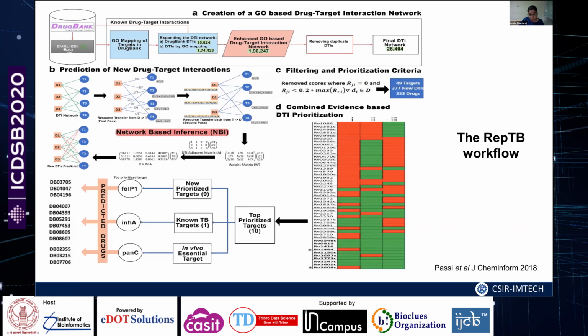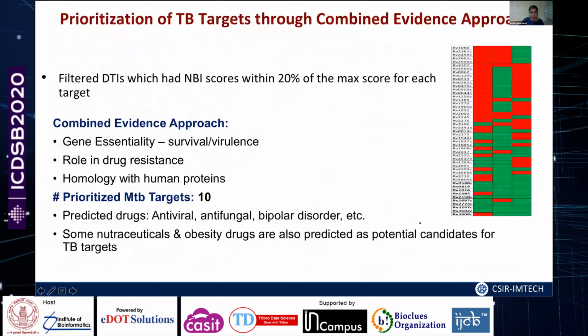With a very high score. Now when we did all this exercise, we came up with a certain set of targets, which are 377 new DTIs and 233 new drugs. We wanted to ensure that any of these targets which is either not essential for mycobacteria, or has a role in drug resistance, or is present in human, should not be taken forward. So we applied those three as filters and came up with a list of 10 targets, which I'll show you in the next slide.